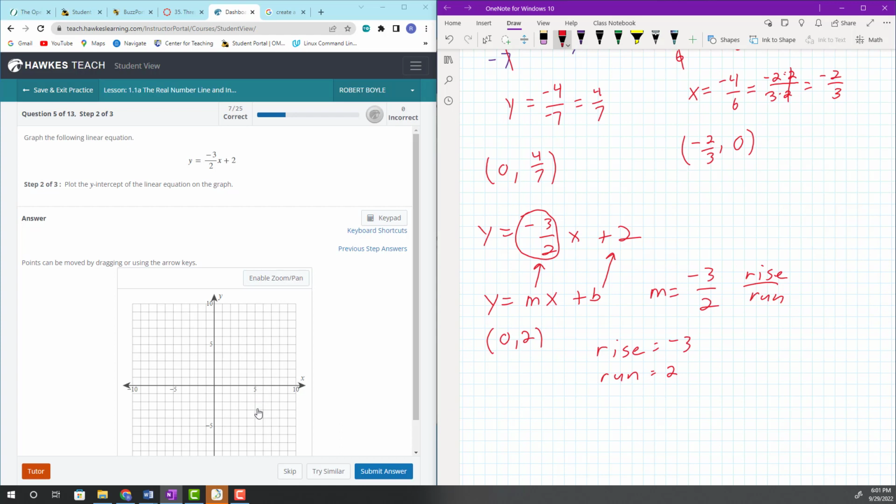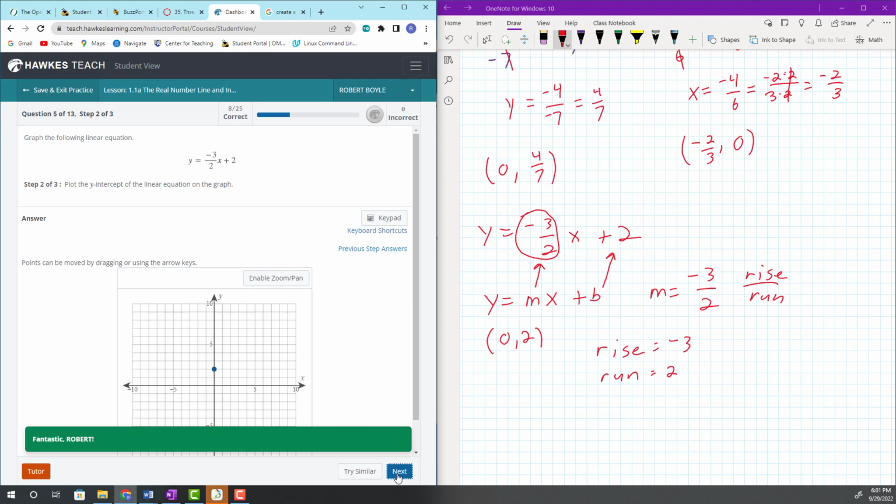Okay, so we can basically start by first plotting our y-intercept. That's actually what they wanted us to do anyways. So that is going to be the point 0, 2. 0, 1, 2. There it is. And now we can submit our answer. There we go, we're good.